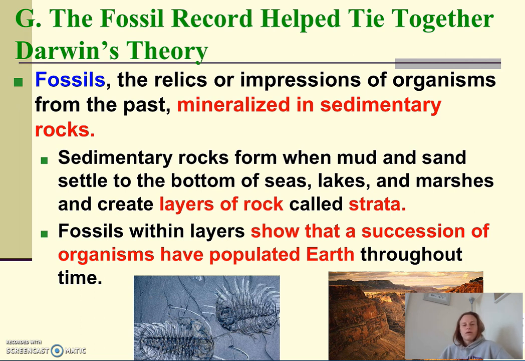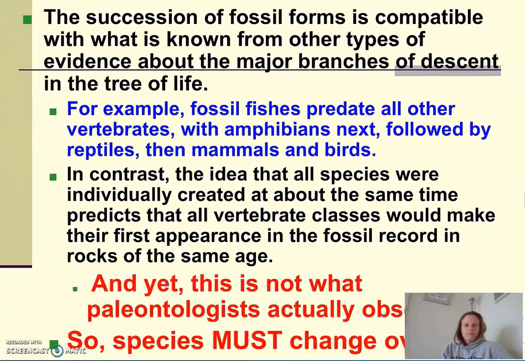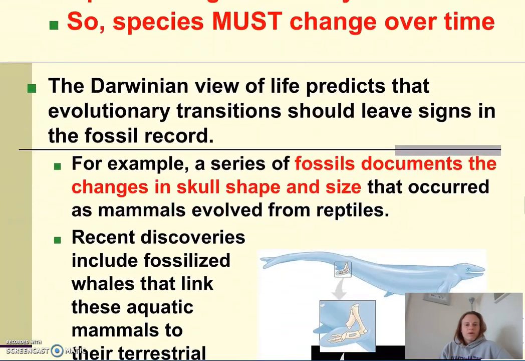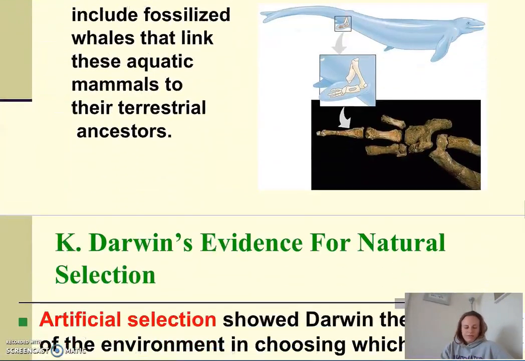This is how Lamarck started his theory of evolution. He looked at fossils, and what he realized was that the fossils within the layers showed differences, showed a succession of organisms that have populated Earth throughout time. For example, a series of fossils documented the changes in skull shape and size that occurred as mammals evolved from reptiles.